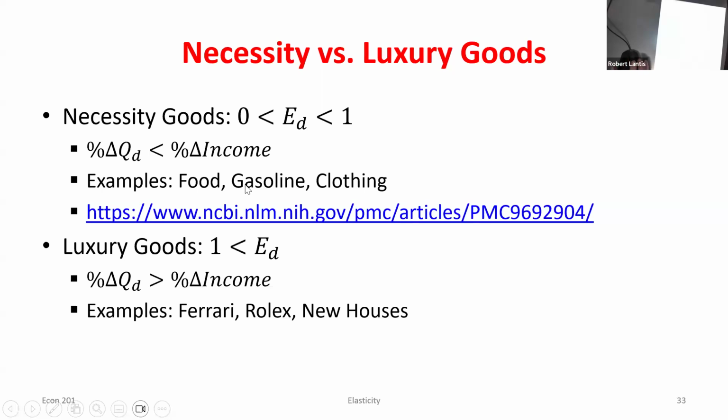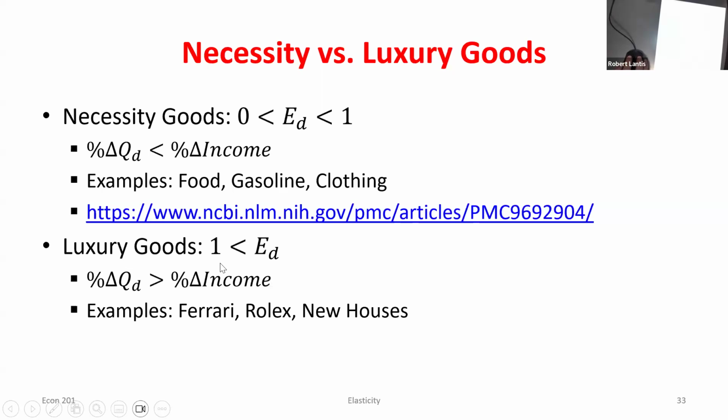So food: it doesn't matter if my income goes up or down, I still need about the same amount of food every day. And it doesn't matter if my income goes up or down, I still need about the same amount of gasoline to get to and from work. So these would be inelastic. They're not very responsive to income changes, but they still are normal. When I have more money, I typically do still buy a little bit more food, or I travel a few more places, so I will use more gasoline.